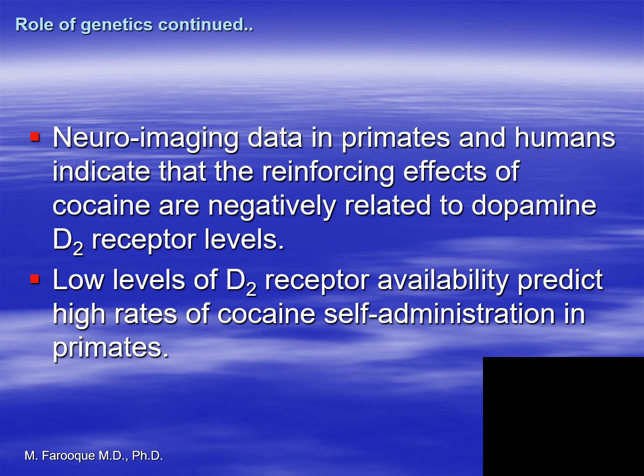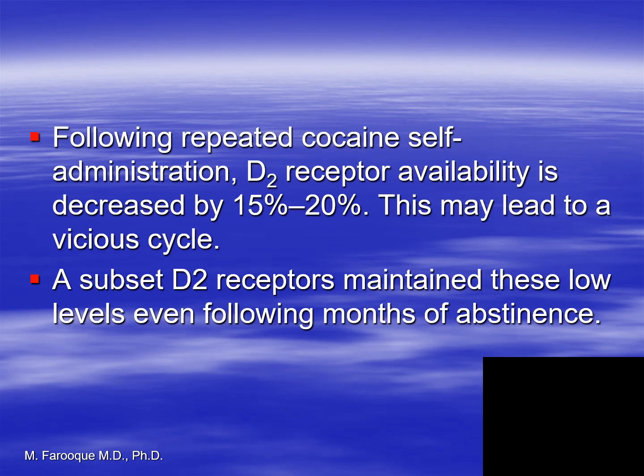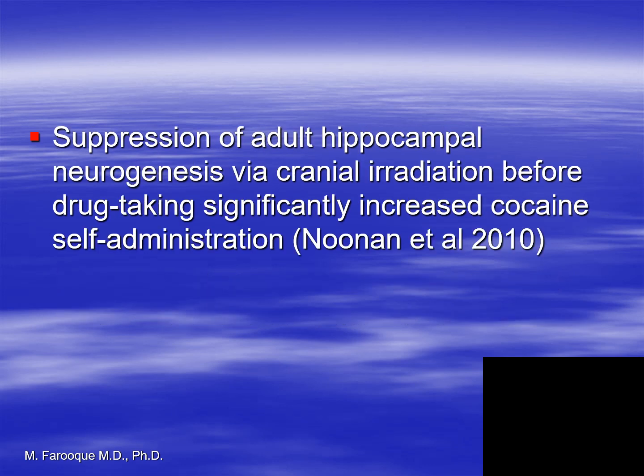Neuroimaging data in primates and humans indicate that the reinforcing effects of cocaine are negatively related to dopamine D2 receptor levels. Low levels of D2 receptor availability predict high rates of cocaine self-administration in primates. Following repeated cocaine self-administration, D2 receptor availability is decreased by 15 to 20%. This may lead to a vicious cycle. A subset of D2 receptors maintain these low levels even following months of abstinence. Suppression of adult hippocampal neurogenesis via cranial irradiation before drug taking significantly increased cocaine self-administration.